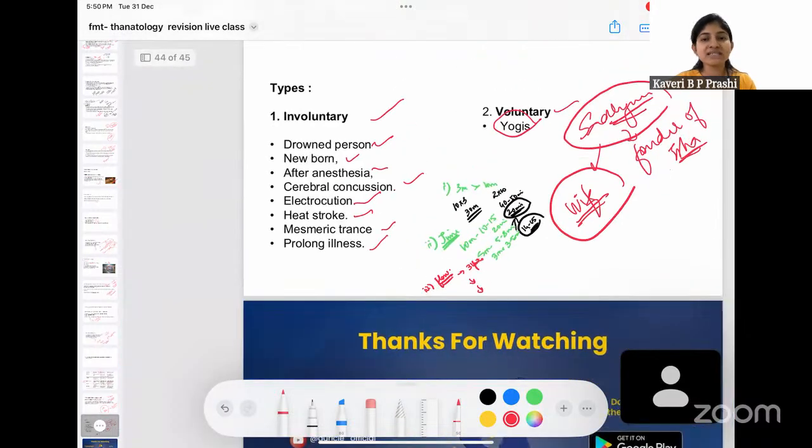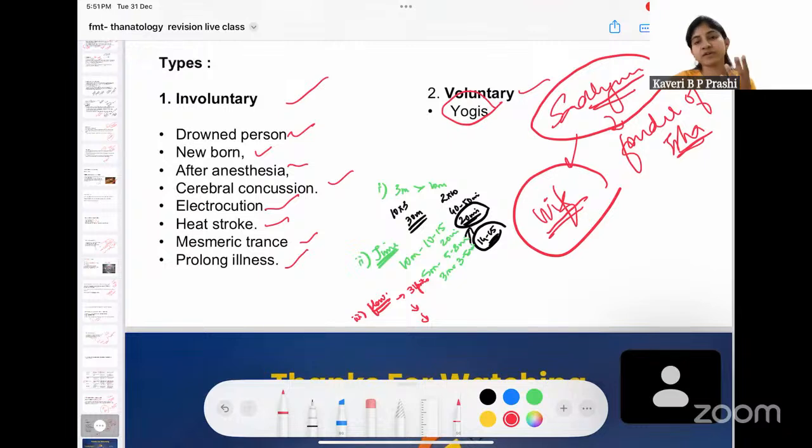In all these revision classes that I'm doing for forensic medicine, I'll be giving you one or two small tips like this for your exams, so that you can increase your scoring. A lot of students I know are really working hard and really studying, but they're not able to get marks because they don't know how to put it on the paper. And I am here to help you exactly here.